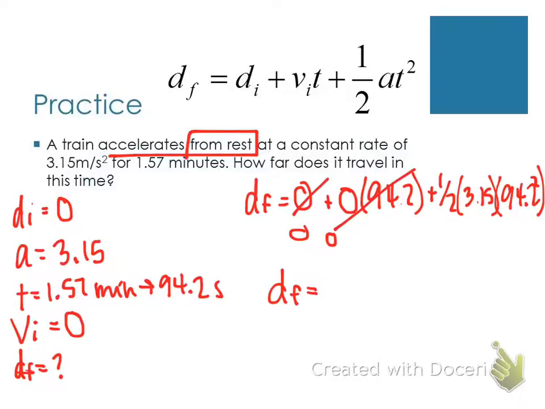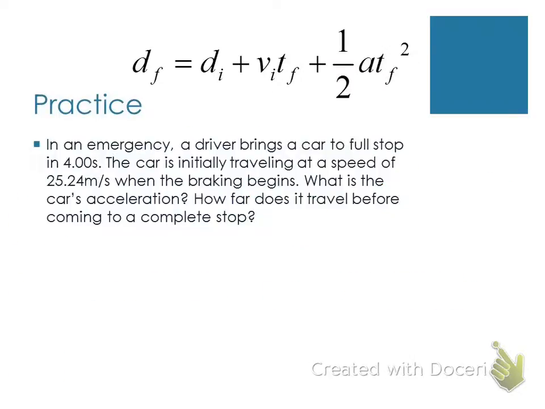Okay. Get a pretty big number or a pretty small number? Pretty big, all right? I got about 13,975.98 meters. All right, I want you to go ahead and try this one on your own.